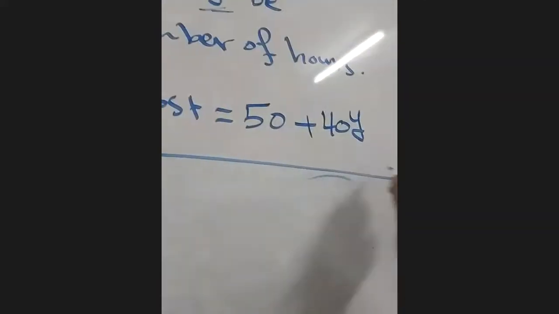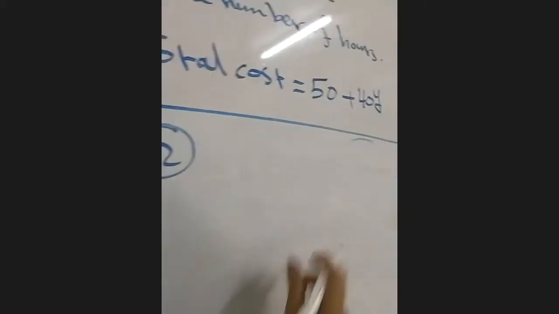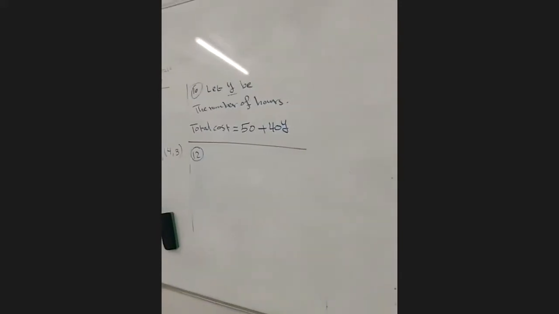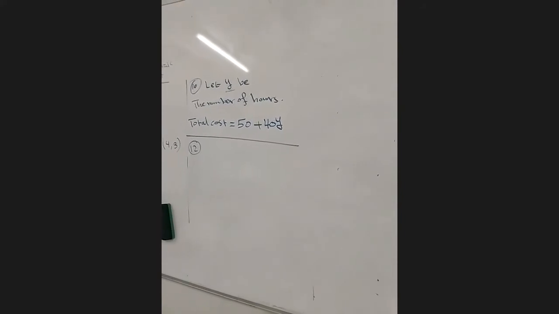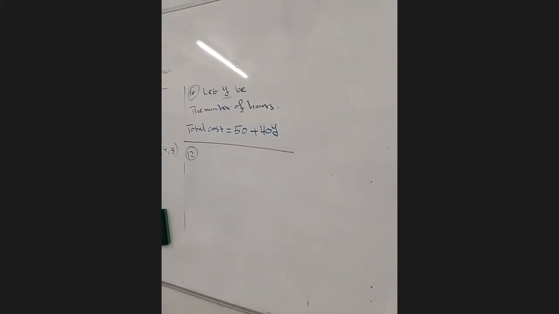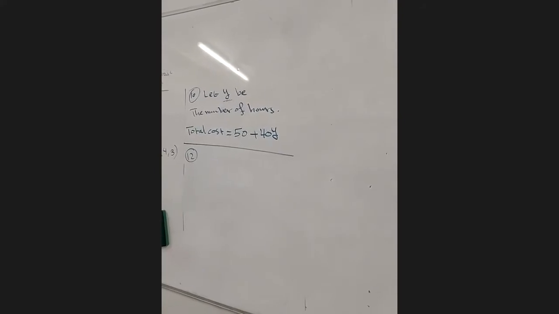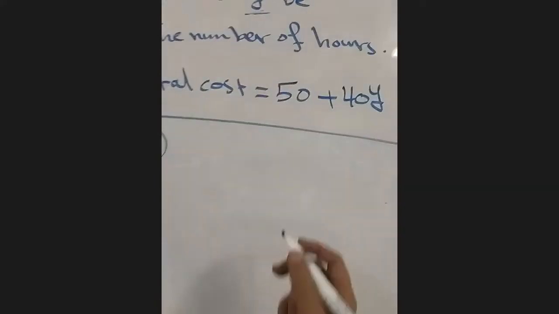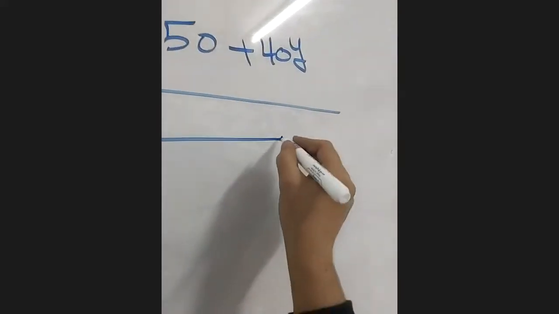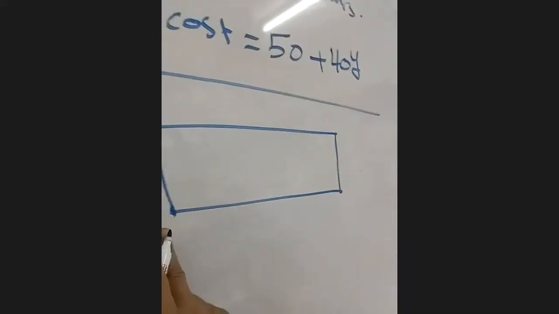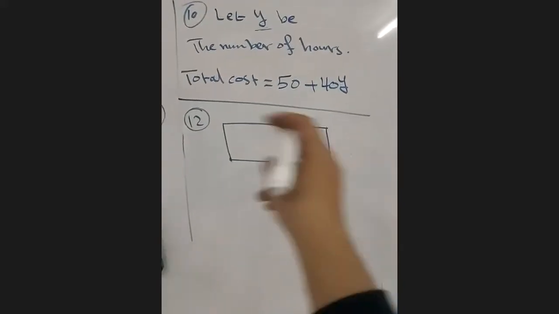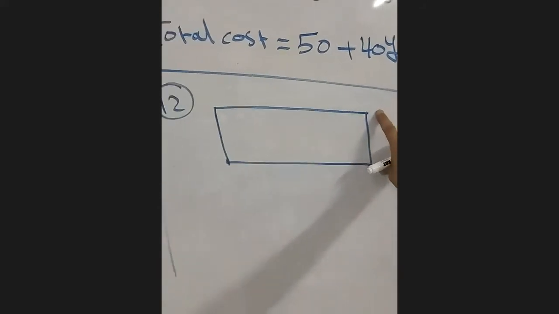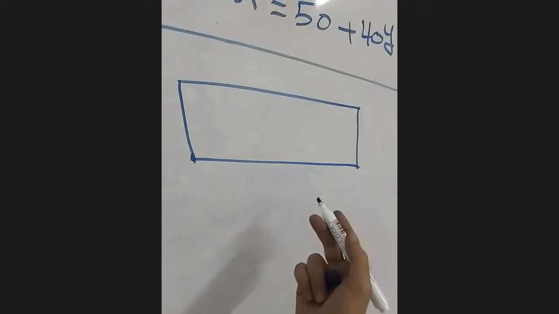Let's go to question 12. Read. A rectangle has a length that is half its width. Define a variable to represent the unknown quantity. Then write an expression to represent the perimeter of the rectangle. Now we have a rectangle. Draw a rectangle, guys, for your question. Always draw it. In the rectangle we have length and we have what? Width. So I will represent my variables now.